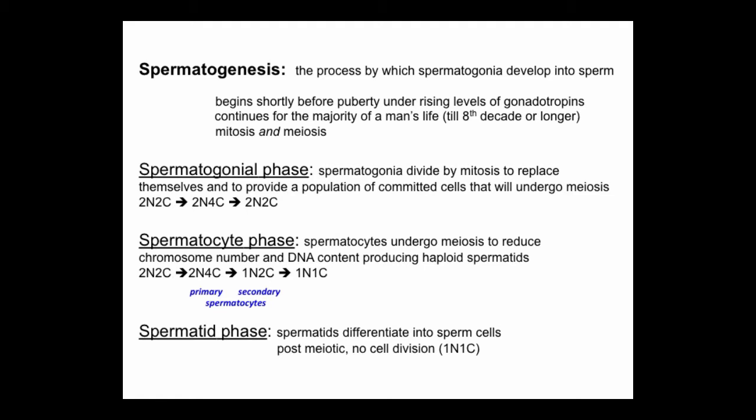Now, I want to point out that secondary spermatocytes don't stay around for that long before they start becoming spermatids, so histologically it's very unlikely that you'll identify secondary spermatocytes. And then, of course, the spermatid phase is where the cells differentiate into mature sperm cells. These are post-meiotic cells. There's no cell division. The spermatids would be 1n1c.